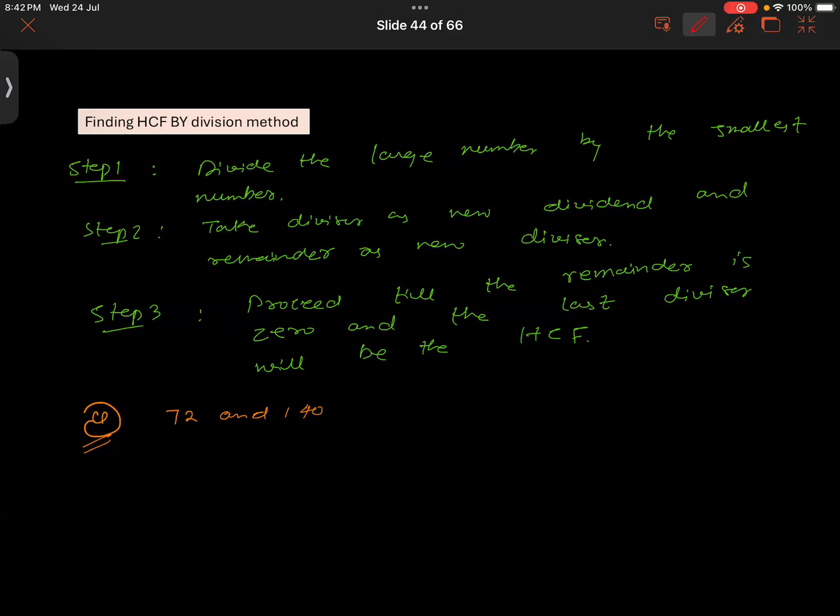Sir, can you read the second step? Take the divisor as the new dividend and the remainder as the new divisor.